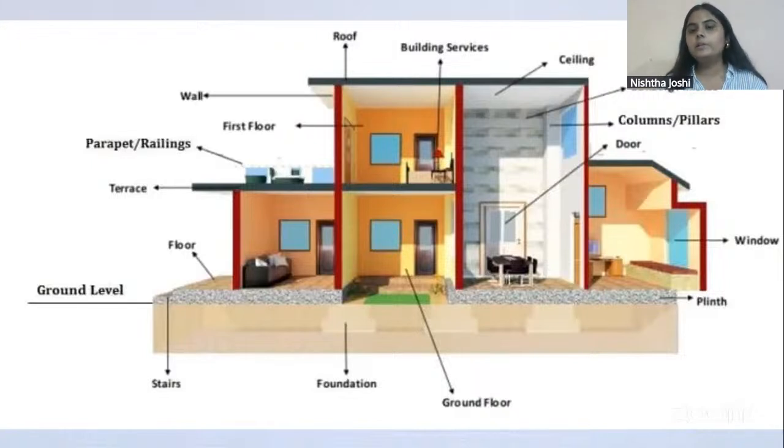So lintel will be there. Then there will be a beam right below the roof to support the roof slab. So that beam is a structural member. And this roof slab, which you can see here in gray color, this is also a structural member.